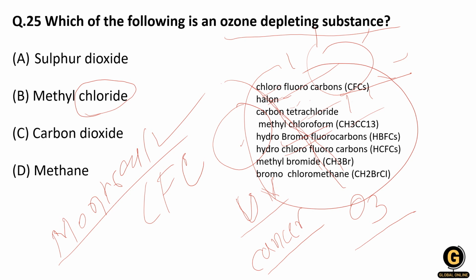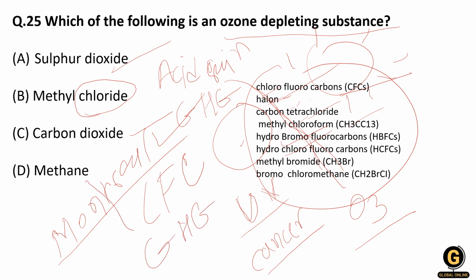We'll quickly go through the other options. Sulfur dioxide is responsible for acid rain. Remember, it will give acid rains, right? And then carbon dioxide is responsible for the greenhouse effect, greenhouse gases. So this is greenhouse gas. Methane is also a greenhouse gas. So what happens in greenhouse gases? The temperature of the earth is going up, so that phenomenon is called the greenhouse effect.